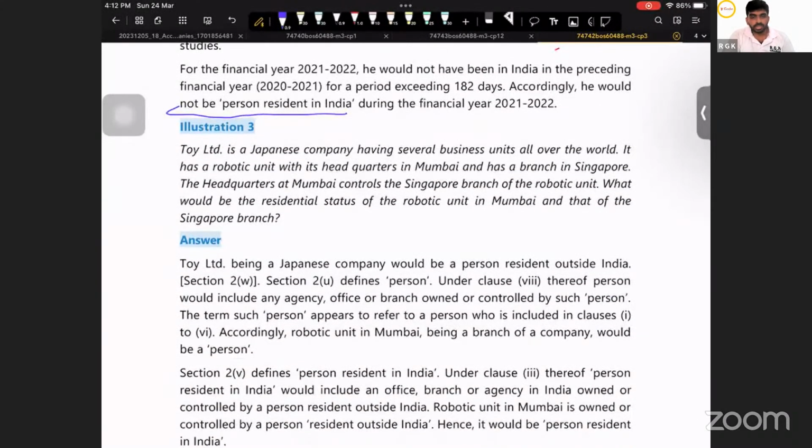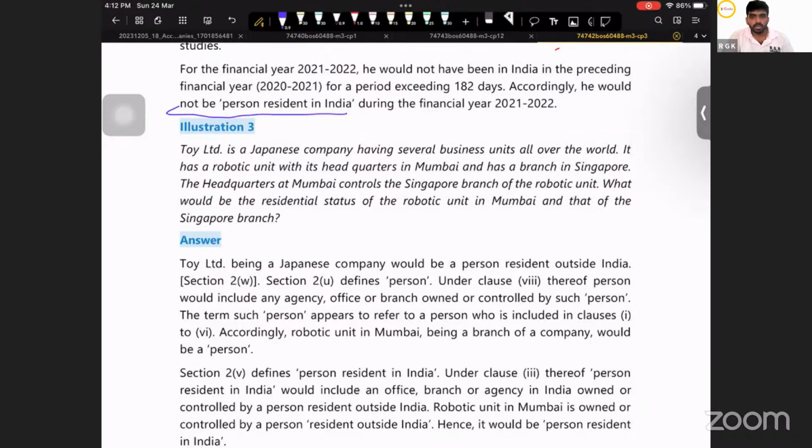Yes, the next thing we want to carry forward. Let us take one more example. How can he be classified as non-resident? I was telling about the rules which we discussed till now.